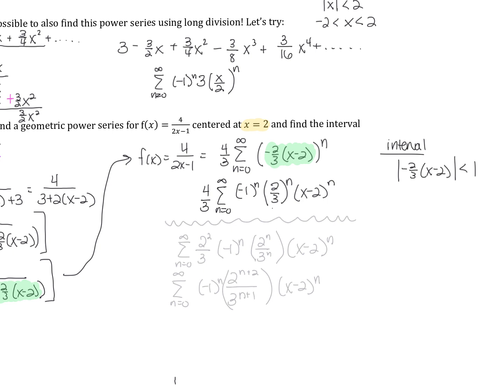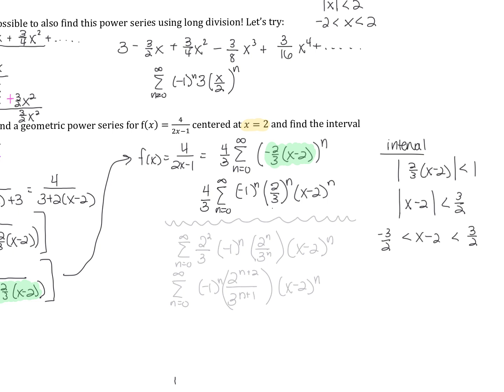The first thing I'm going to do is, I don't really need this negative sign right here because I'm taking the absolute value. So I'm just going to go ahead and get rid of that negative sign. And then I'm going to multiply everything by 3/2. So really what this says is that the absolute value of x minus 2 needs to be less than 3/2. Okay, if this is true, then I need to write a statement that says x minus 2 needs to be less than 3/2, but also greater than negative 3/2.